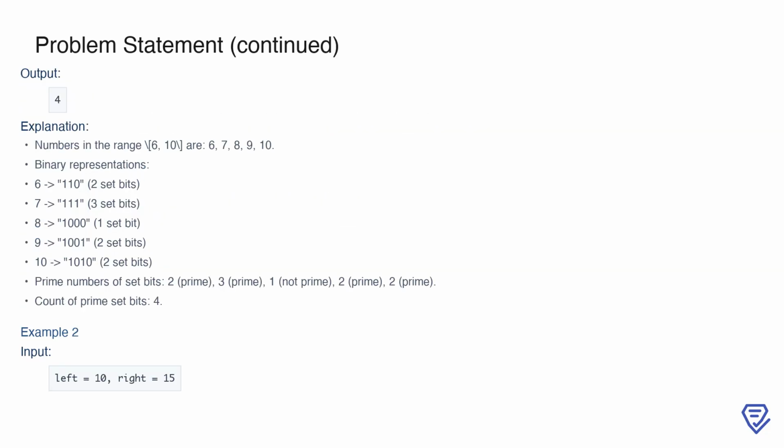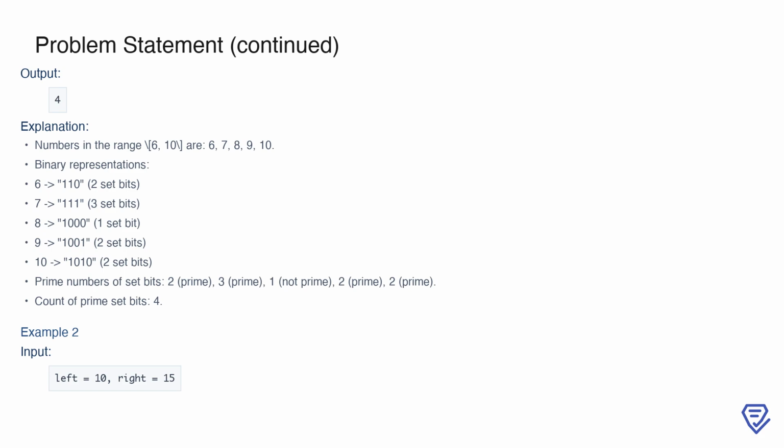To illustrate this problem, consider the first example where left is 6 and right is 10. The numbers in this range are 6, 7, 8, 9, and 10. First, we convert each of these numbers into their binary representations. For instance, 6 is represented as 110, which has 2 set bits, while 7 is 111, which has 3 set bits. Similarly, 8 has 1 set bit, 9 has 2 set bits, and 10 has 2 set bits.